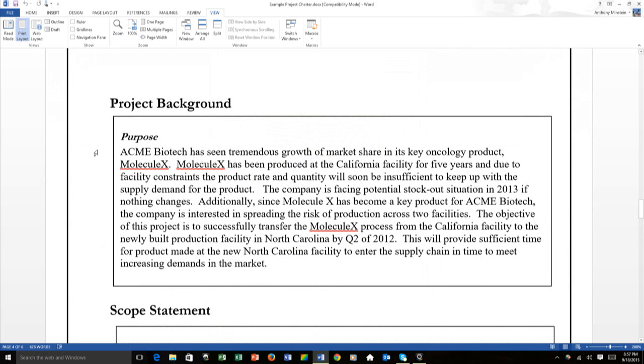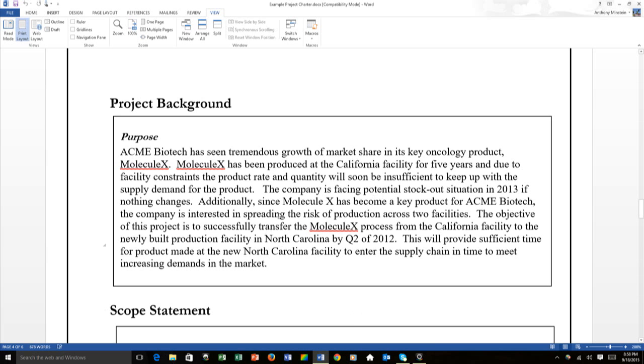let's look at the purpose. Acme Biotech has seen tremendous growth of market share in its key oncology product. It's been produced at the California facility for 5 years, and due to facility constraints, the product rate and quantity will soon be insufficient to keep up with the supply demand for the project. Right there, I know the context of the project, the reason we're doing it, and where we're doing it.